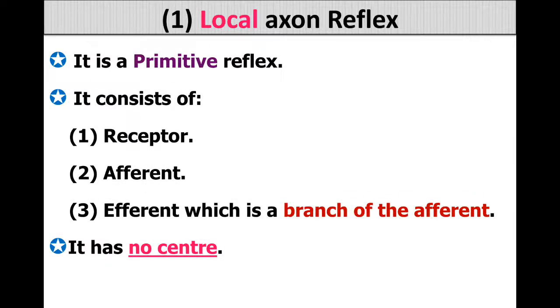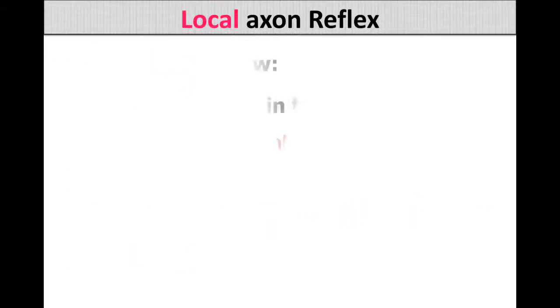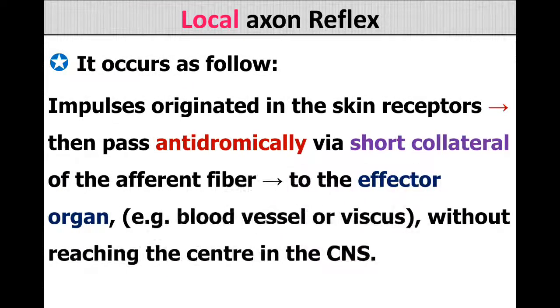The local axon reflex is a primitive reflex, رد فعل أولي بدائي. It consists of receptor, afferent and efferent. The efferent is a branch of the afferent. So this reflex is primitive because it has no center, and it occurs as follows.